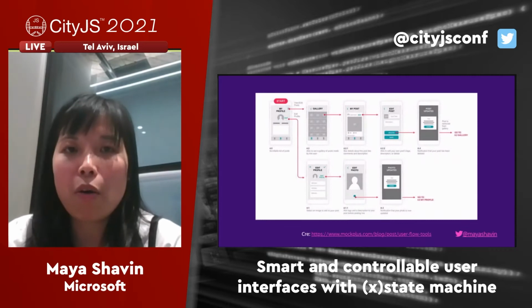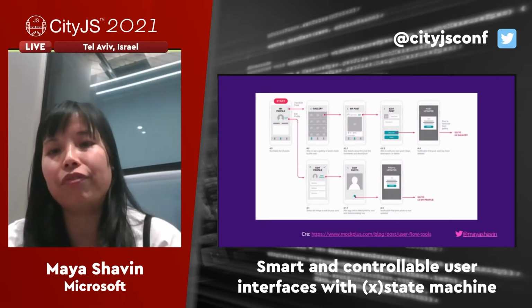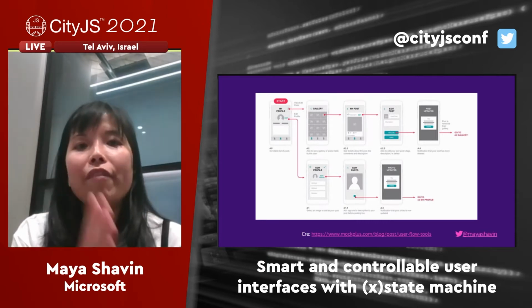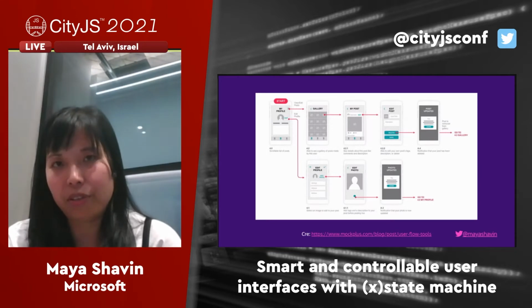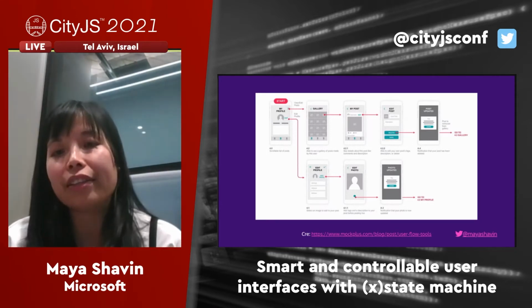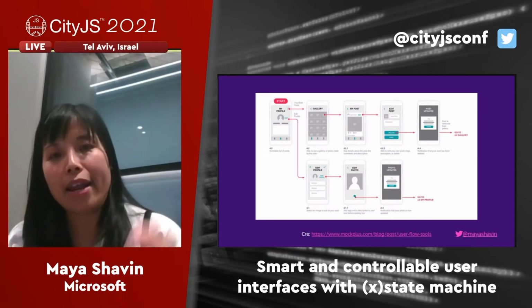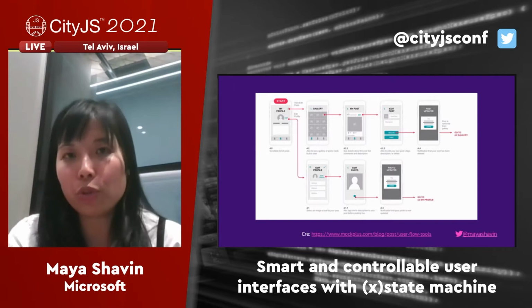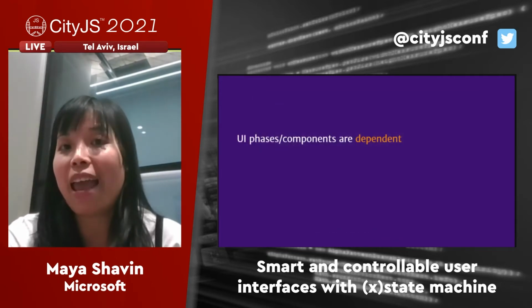So let's go back to our previous complex example with the user flow, moving from one view to another according to user actions. After you look at this whole mockup, this whole component and how the user interaction and user flow work, we can say that the user components are dependent.